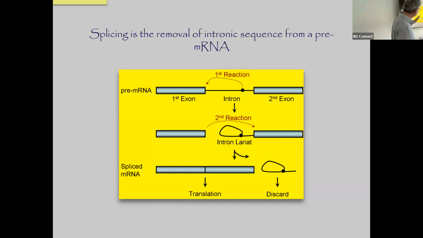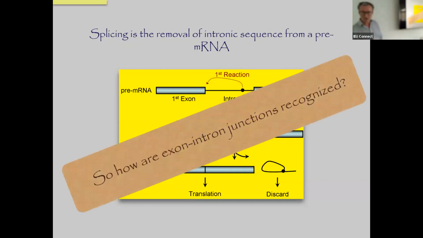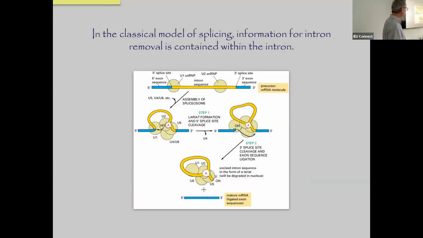Because in the cell, it isn't a big gray bar and a thin black bar, it's just A, U, C, and G. So how could it possibly know the answer to that? How can a cell possibly know where those junctions actually are? Now, if you go back to early textbooks, you'll see pictures like this.